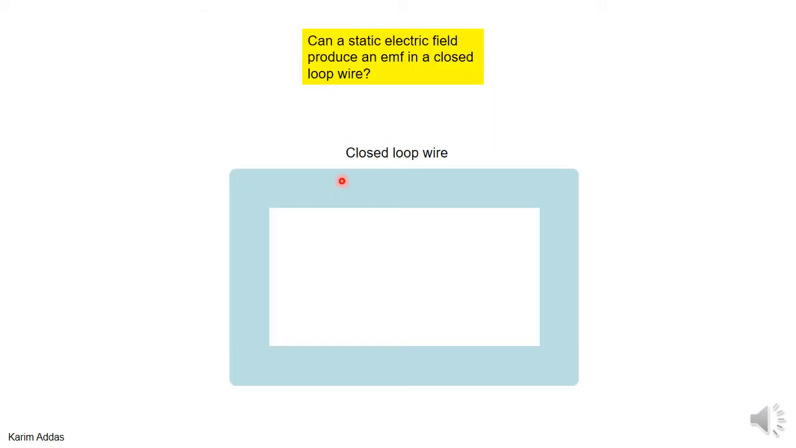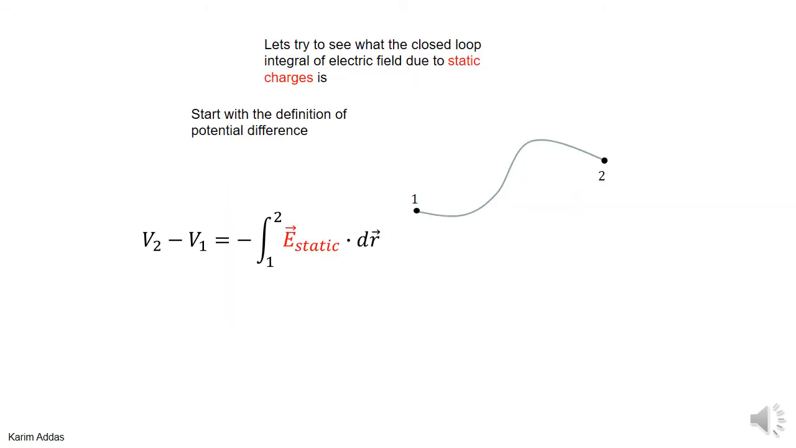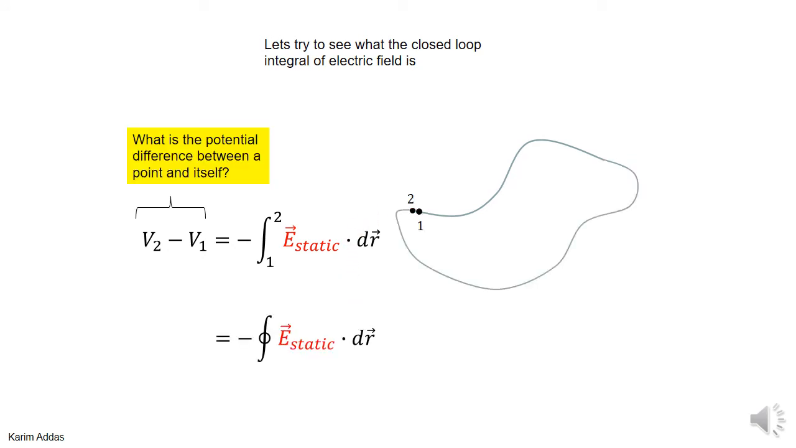For instance, remember we said before, can a static electric field produce an EMF in a closed loop of wire? If you have a closed loop of wire, can you just apply a static electric field somehow and establish a current in this loop? Well, we did this before. We showed that the closed loop integral of E dot dr is zero, and we showed it by getting the potential difference between 2 points, which is this, and then taking point 2, going all the way back to point 1 over the loop. So the potential difference between these 2 points is 0. It's the same point, and so the closed loop integral of E dot dr is 0.